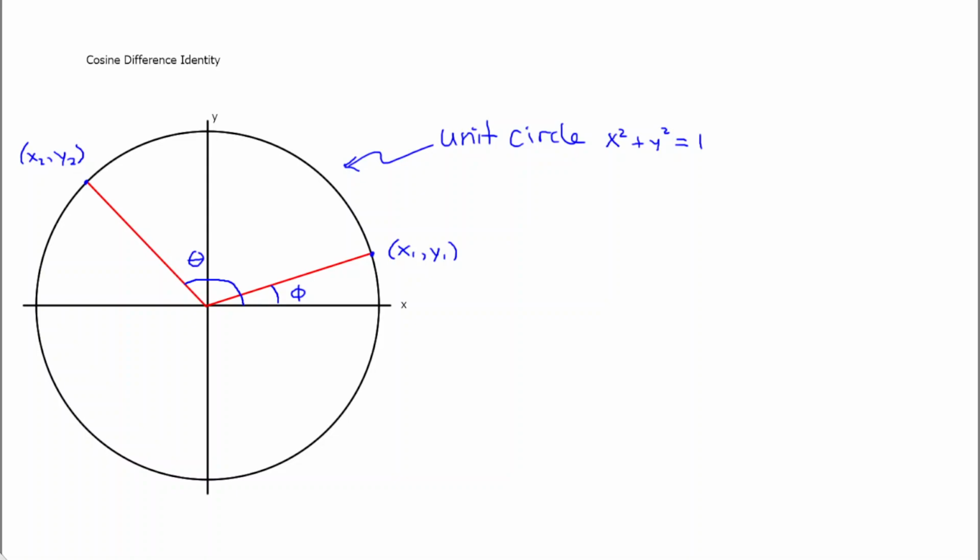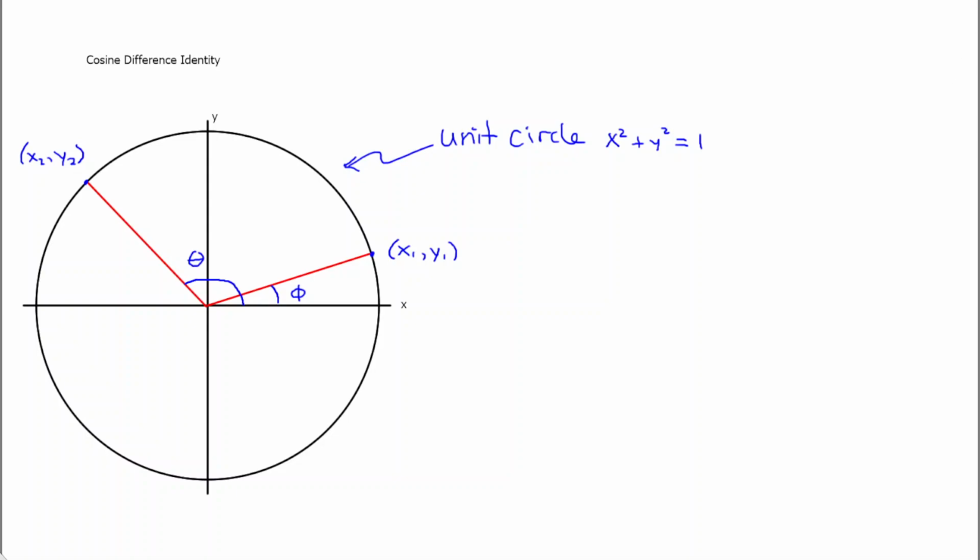So let's start just remembering that we're going to take a look at the unit circle and an angle theta and phi in standard position on the unit circle. Let's suppose that these represent points x2, y2 for theta and x1, y1 for phi.